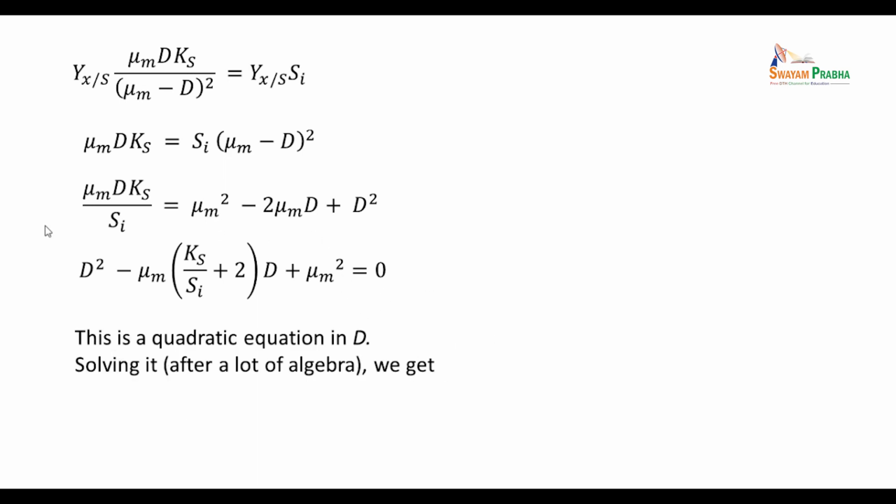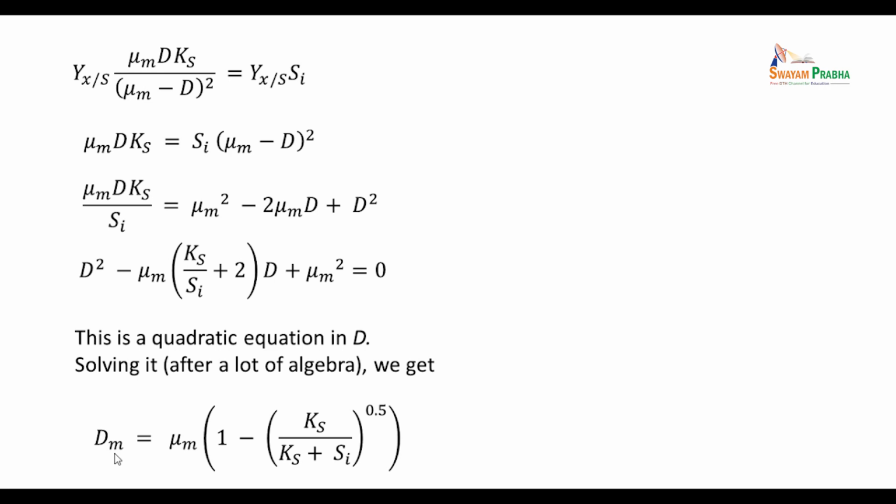And if you solve this algebraic quadratic equation, it will involve a lot of algebra. If you recall, the solution is minus b, and this is a quadratic expression in D. Therefore, a is 1 here, the coefficient of D squared. The coefficient of D, which is b, is mu m into (Ks by Si plus 2), and c happens to be mu m squared here. Therefore, the solution is minus b plus or minus the square root of b squared minus 4ac, by 2a.